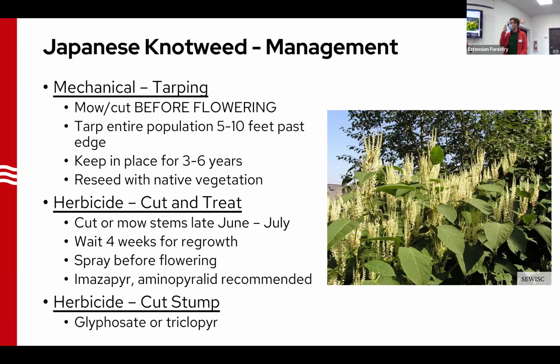If we are comfortable using herbicide, cut and treat is a really good method. We can mow those stems in late June or July, wait 4 weeks for regrowth, and then spray afterwards. Typically a Milestone product works well for this. And then we can also use some cut stump methods, mimicking what we would do with the woody invasive shrubs.